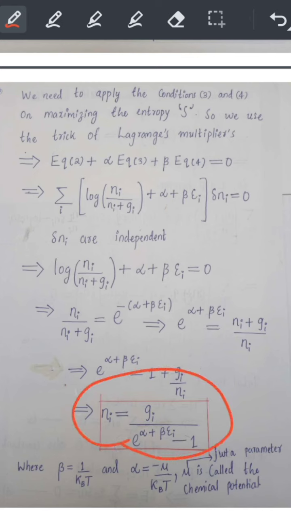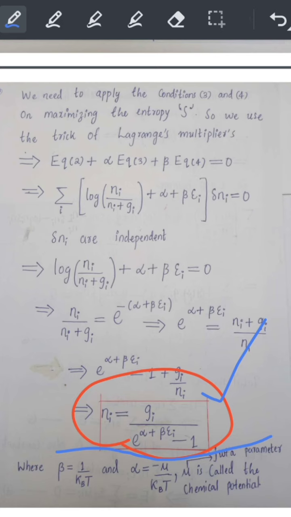So in your exam, if you are asked to derive the Bose-Einstein distribution law or Bose-Einstein distribution function, then derive up to this point. And also you can simply show that this beta is equal to 1 over kbt and this alpha is equal to minus mu over kbt. You already saw the derivation of beta in my classes on Maxwell Boltzmann statistics, and using those tricks you can simply derive this beta and alpha.